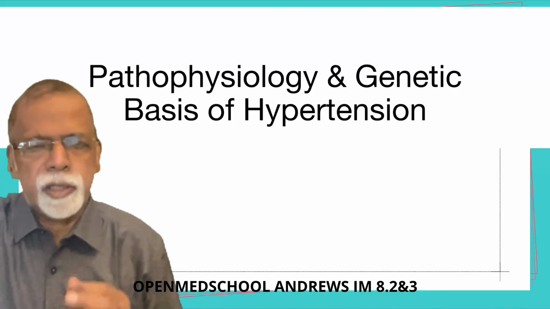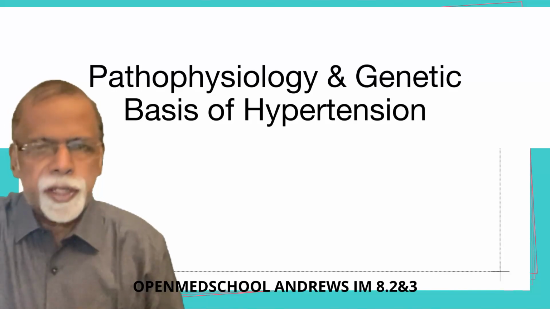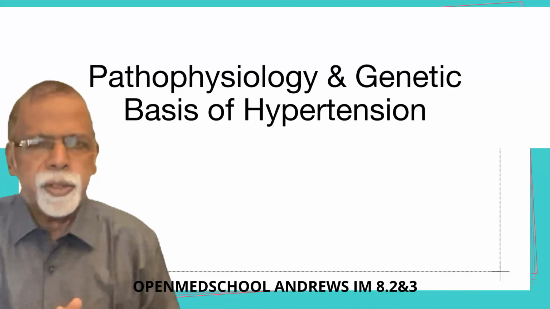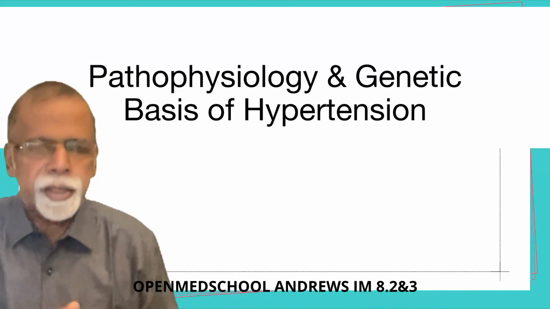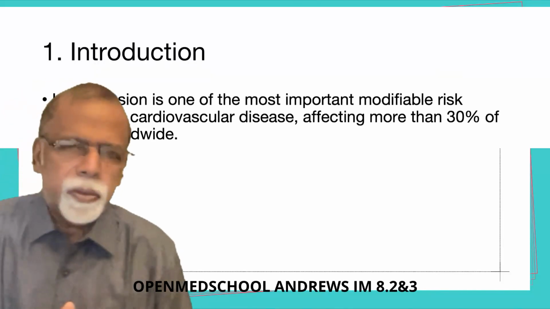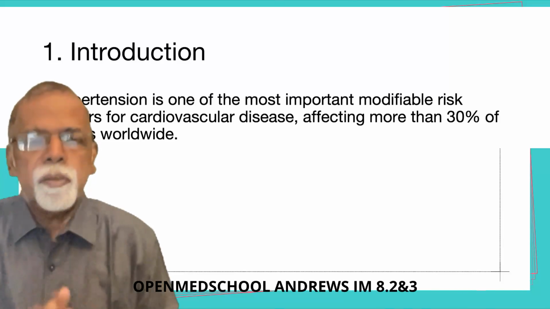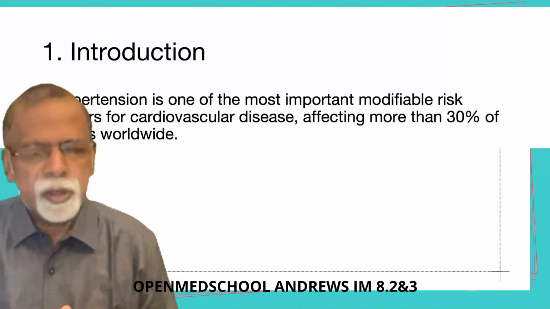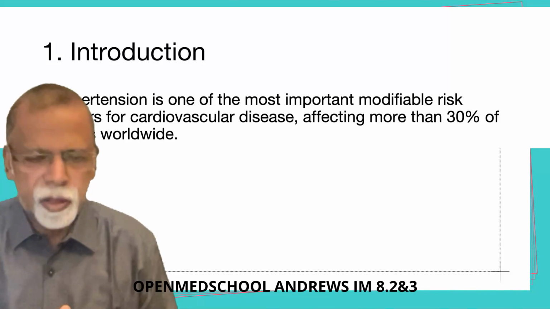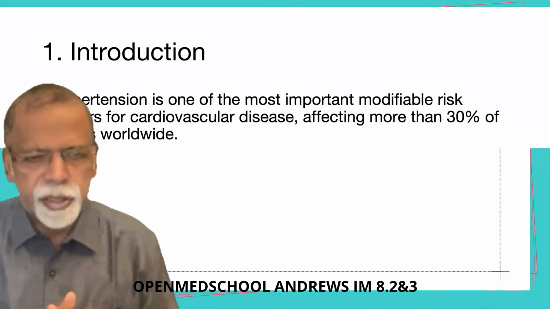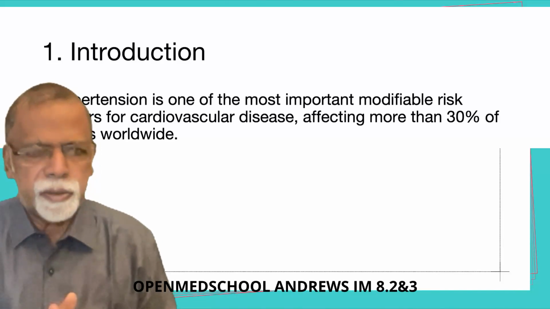The last time we discussed the classification of hypertension. Today I'll be discussing internal medicine competency 8.2 and 8.3, the pathophysiology and genetic basis of hypertension. As we know, hypertension is one of the most important modifiable risk factors for cardiovascular disease. It affects approximately 30% of adults worldwide. 90% is essential and 10% is secondary, that is, an identifiable cause is there.